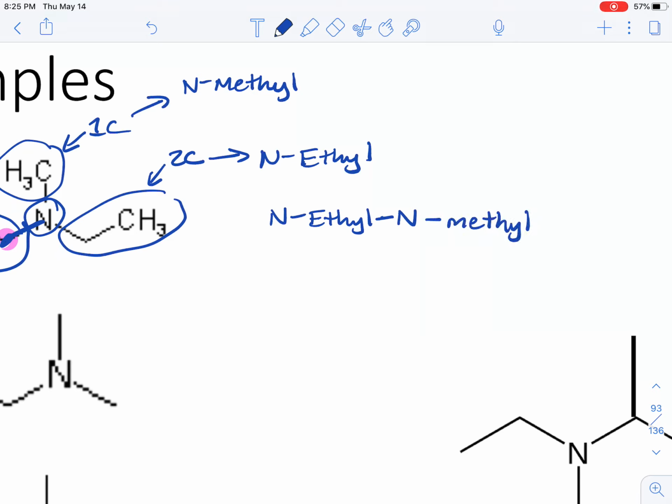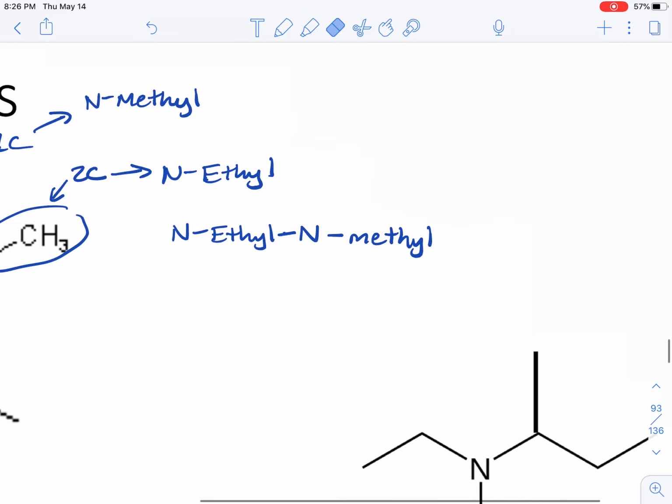And so this is one of our exceptions. I know that N is a letter, and typically, when we do letter to letter, we don't put a dash. But since this letter represents the amine and not so much the letter N, we need to put this dash to separate the two substituents, ethyl and methyl. So, once again, it's one of these random rules that you just need to be aware of.